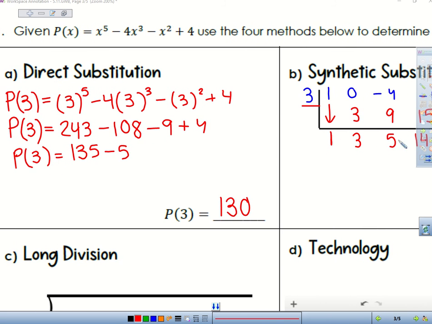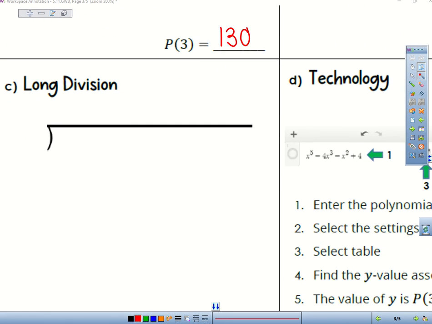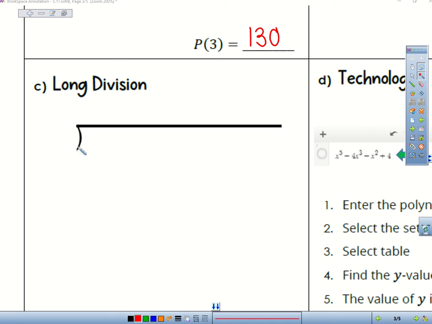So now we're going to do it with long division. Everybody remember long division? So here's where what you said comes into play. When we do long division, we have to have a binomial out here. What binomial corresponds with 3? Good. X minus 3. So you always do x minus whatever that number is. And if that number is negative, minus the negative is going to become positive.